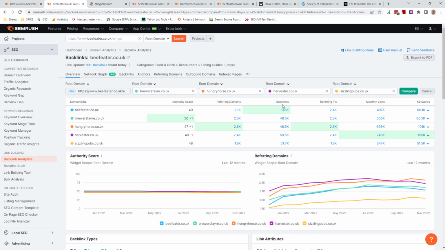So that's referring domains. Backlinks, now you'll notice that we've got 2.1k referring domains, but we have 148,000 backlinks. That means that some of these referring domains are contributing an awful lot more backlinks than one. That will quite often happen if you have a site-wide link in, say, the header or the footer of a website that links to Beefeater, and suddenly you've got hundreds and hundreds of links going back to Beefeater from just one domain.